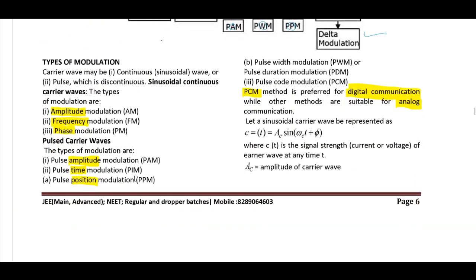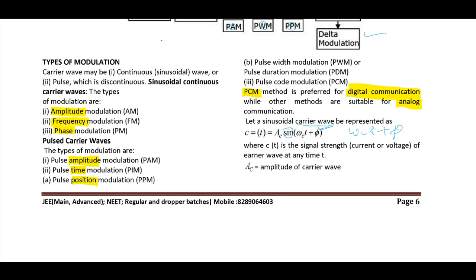And here, sinusoidal wave. How do we represent a sinusoidal wave? I also want to take up this issue before finishing this lecture. Here we have a sinusoidal carrier wave. Sinusoidal means it's a sine curve. This is the carrier wave, note it down. AC is the amplitude of the carrier wave. WC is the frequency of the carrier wave. Phi is the phase difference. Now this total, WT plus phi, is the phase.